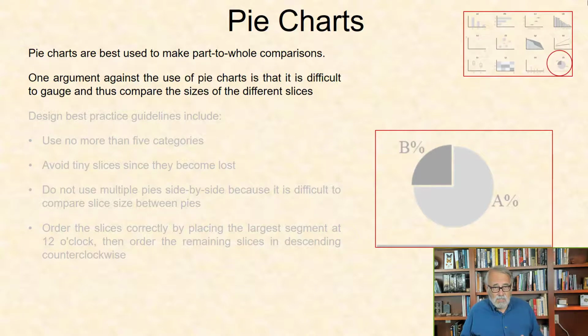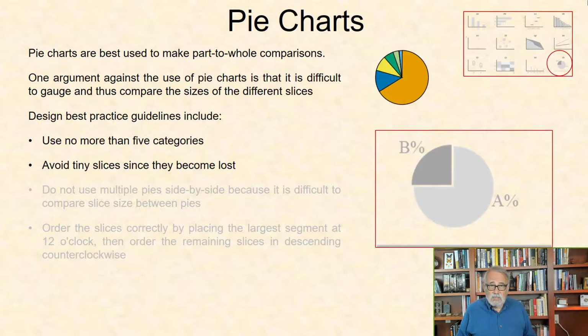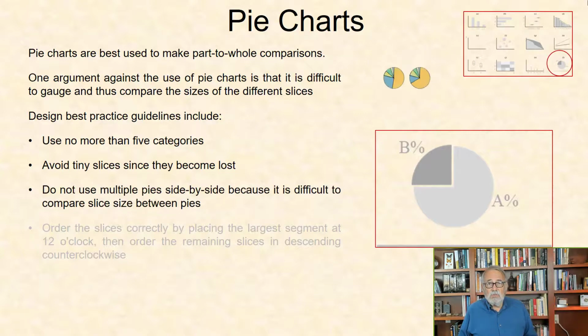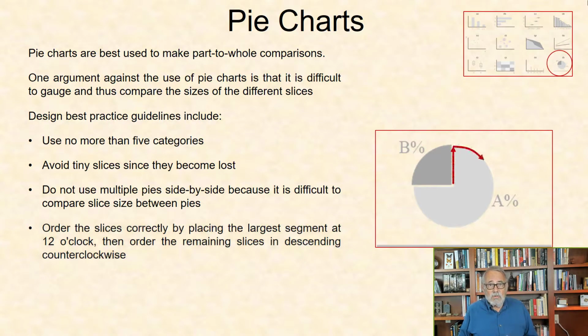One argument against the use of pie charts is that it's difficult to gauge and thus compare the sizes of the different slices. Design best practice guidelines include: use no more than 5 categories, avoid tiny slices since they become lost, and do not use multiple pies side by side because it's difficult to compare slice size between pies. Order the slices correctly by placing the largest segment at 12 o'clock, then order the remaining slices in descending order counterclockwise.